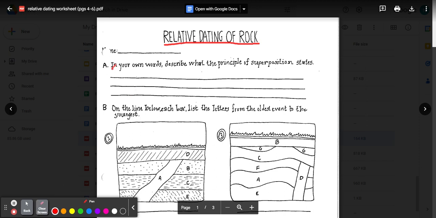All right, in your own words, principle of superposition. Write it down. In your own words. Do not copy off of one of the other papers. Just tell me in your own words, what is the principle of superposition? Okay, you should know this by now.